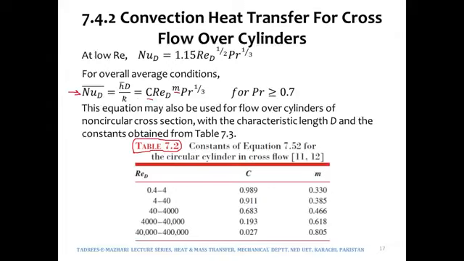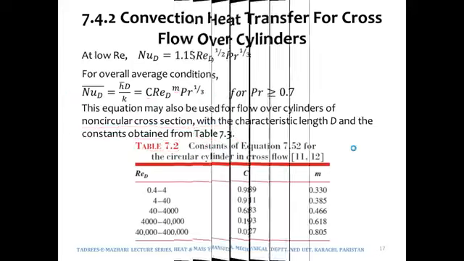This equation, which is written over here in terms of C and M, can also be used for flow over cylinders of non-circular cross section. For non-circular cross section we need to refer to table 7-3 of our book, with characteristic length D and the constant obtained from table 7-3. So let's take a look at 7-3 as well.